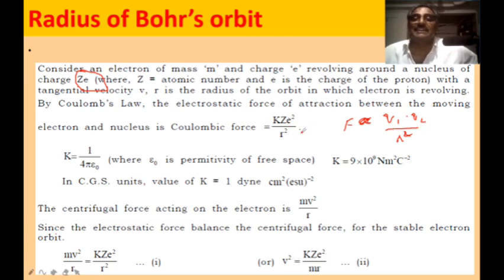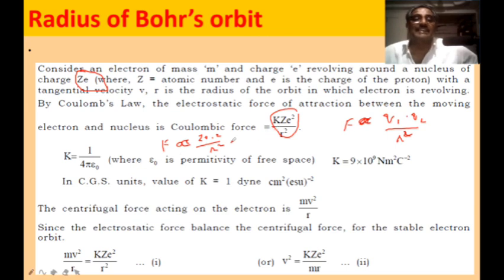Here q1 is Z into e, one charge is Ze and the other charge is e. So the force is proportional to Ze square by r square, or force is equal to some constant k into Ze square by r square, where k is the proportionality constant. It depends upon the units used.